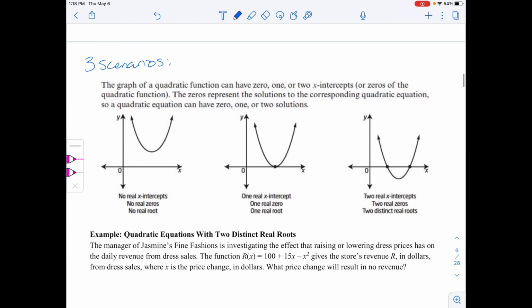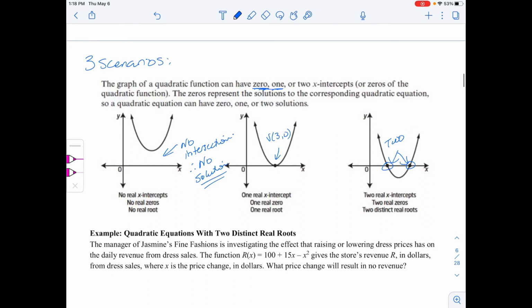We can have a graph having 1, 0, such as this one, where that would be something like a vertex of 3, 0. Sorry, that would be the 1, and then 0, zeros, which would mean here there's no intersection. Okay, so therefore no solution. There's no answer there. Or we can have where it intersects twice, and we can have two answers. So 0, 1, or 2 answers.